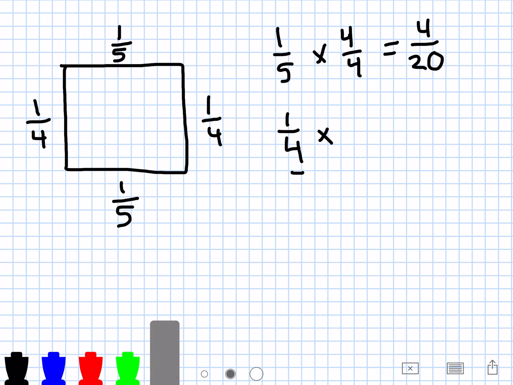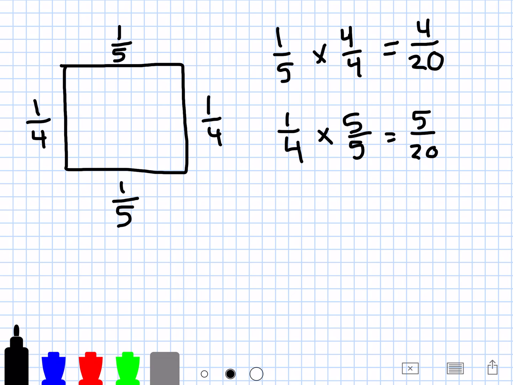Now we need to do the exact same step, but the opposite. So we're going to take 1/4, and we're going to multiply it by 5 over 5. Let's try it. So we have 1 times 5 in the numerator, which is 5, and 4 times 5 in the denominator, which is 20. Well, now check out these fractions. We have 4/20 and 5/20. They both have 20 as their denominator. So now we are able to add all of these fractions up.